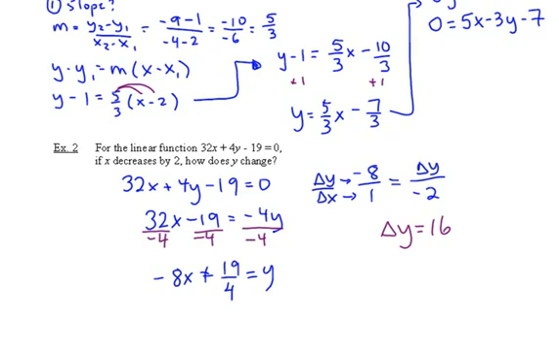Does everyone know how Tyler got that? Right, so you could cross multiply if you want, even though I really don't like cross multiplication. Or we're trying to get delta y by itself, so the more appropriate thing to do would be multiply both sides by -2, and then the -2 cancels out, and delta y is by itself. So 16.